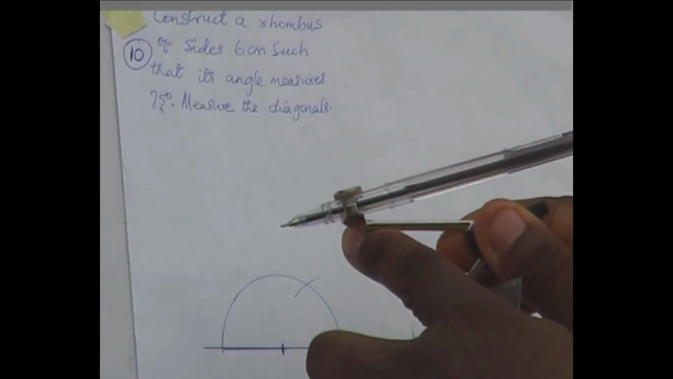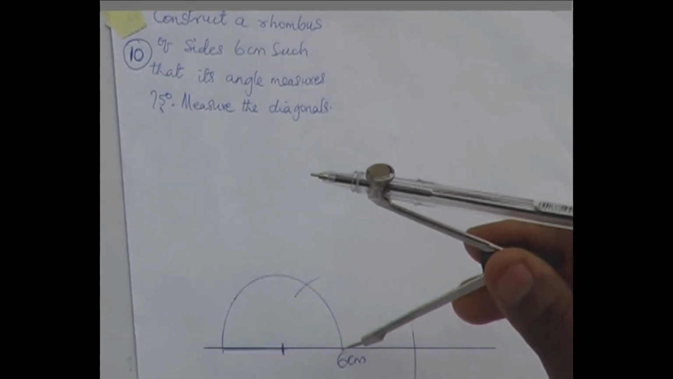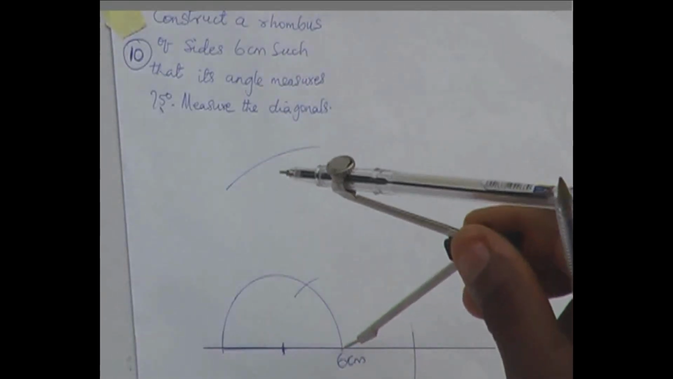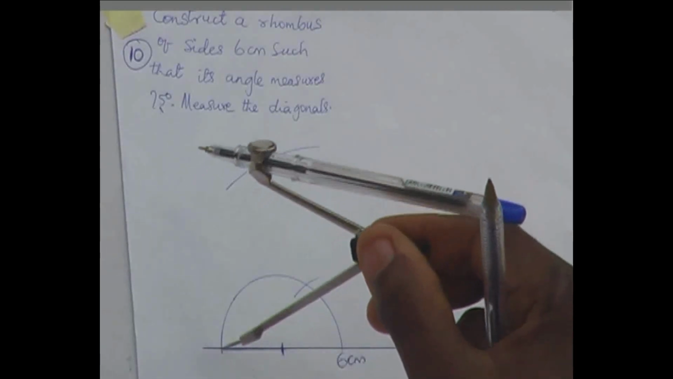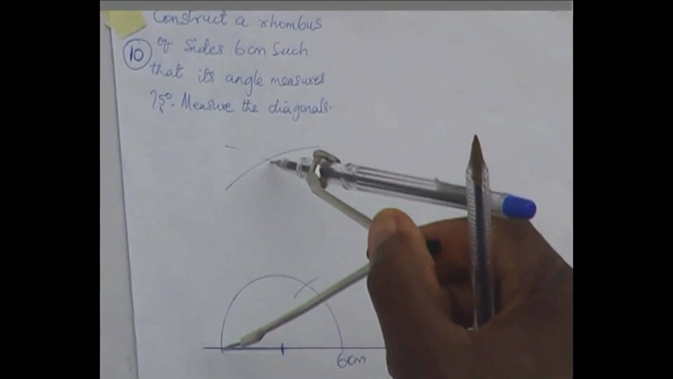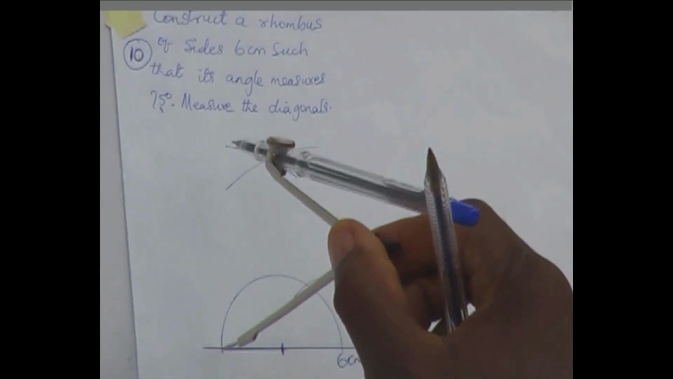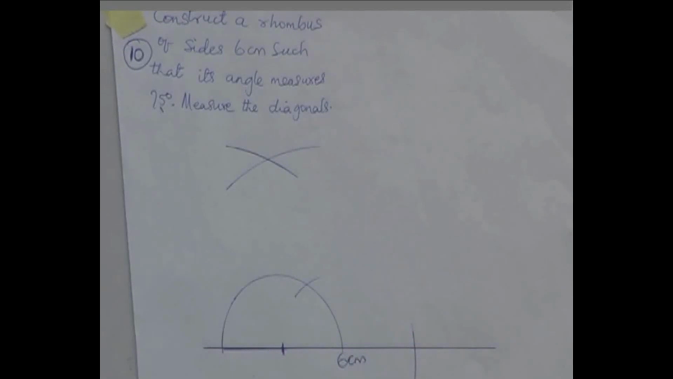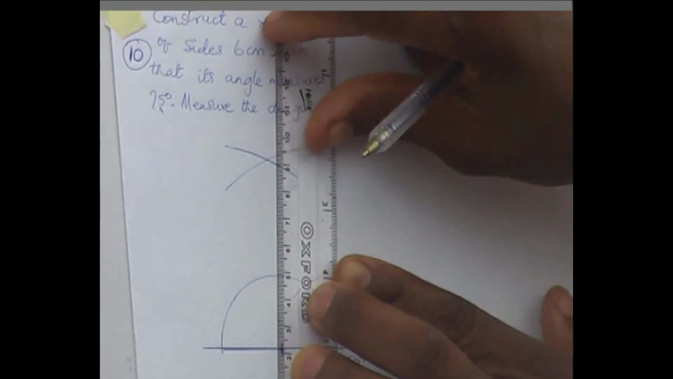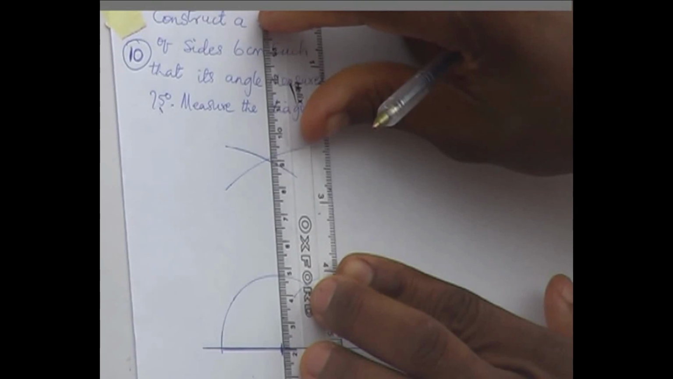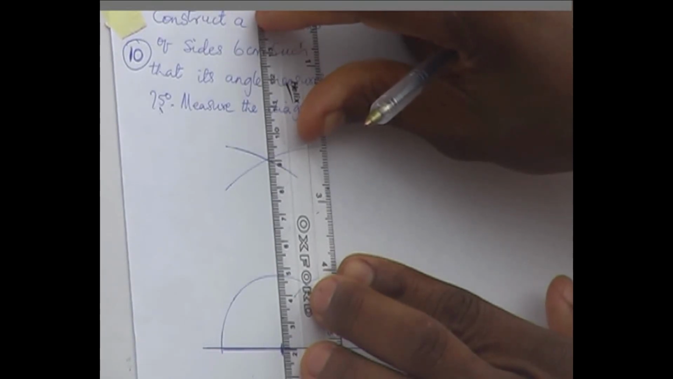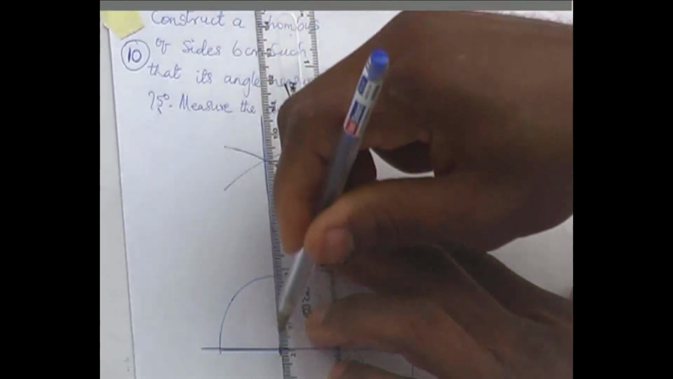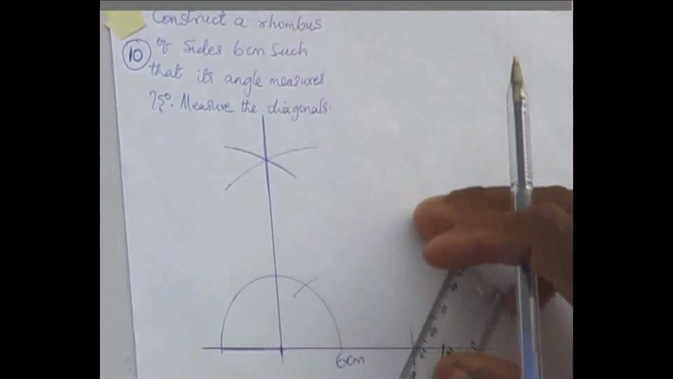Open your compass wider. Put the tip here and make an arc up there. Remove it, put another one here and make another arc to cross the one you made before. If you join this line and this line, I hope you know you have constructed angle 90 degrees. Somebody may ask, why are we constructing angle 90 degrees? I will tell you the reason now.